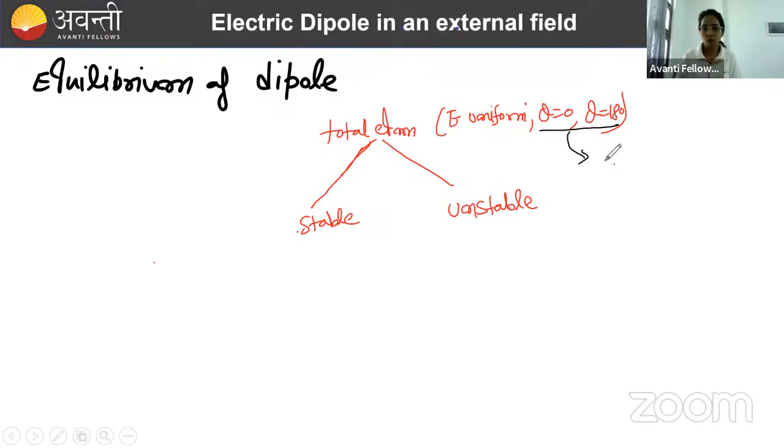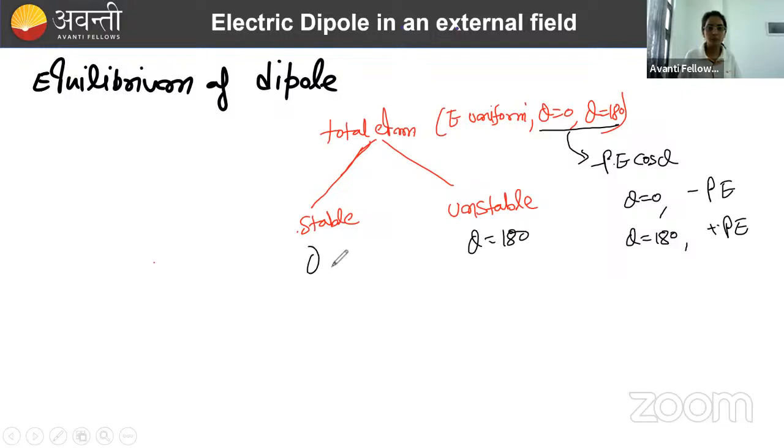So the energy formula for a dipole was what? Minus P cos theta. If theta is zero, energy is how much? Minus P. If theta equal to 180, energy is how much? Plus P. Which energy is more? Plus P. Unstable means theta 180. Stable means theta 0. This is all done.